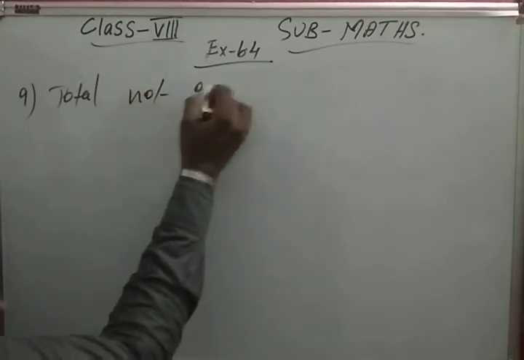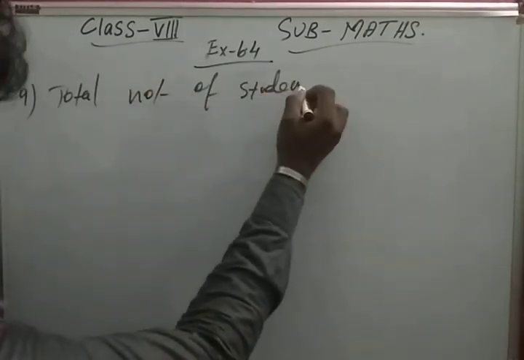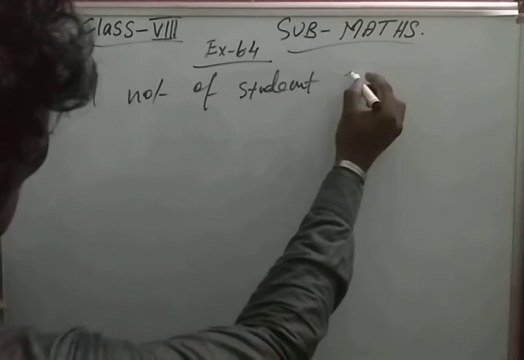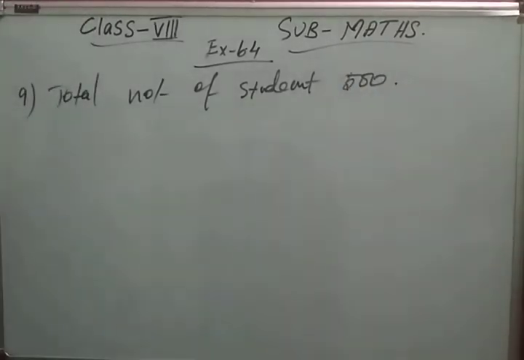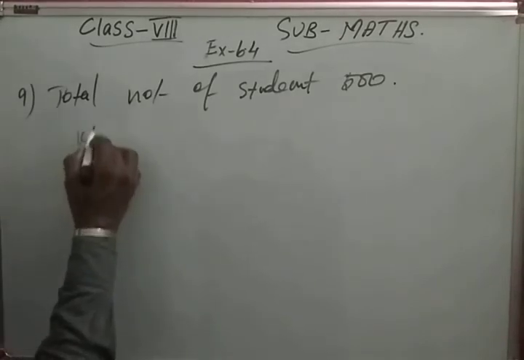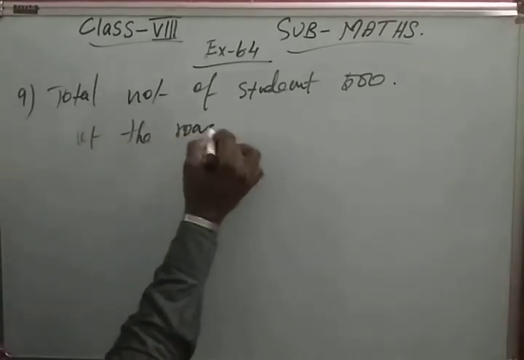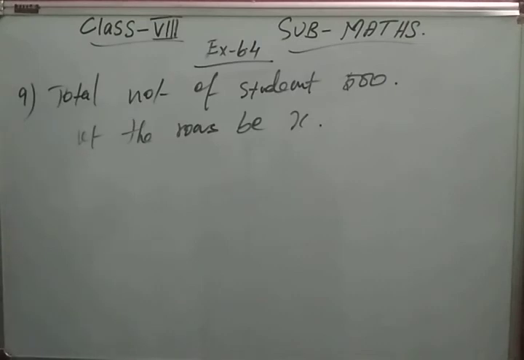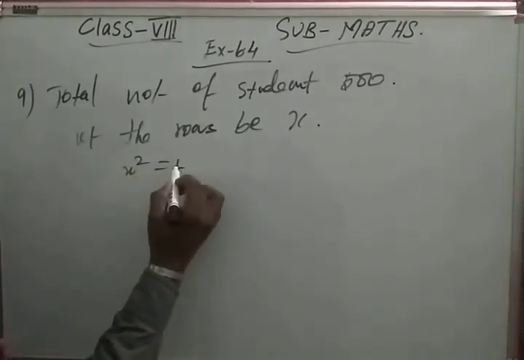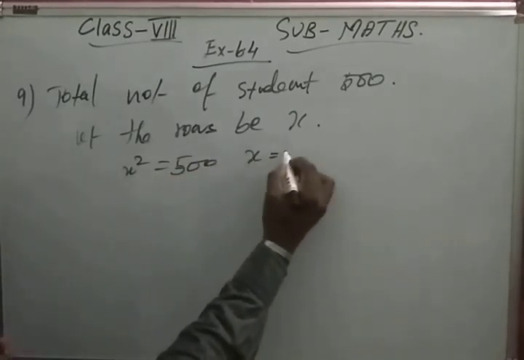The total number of students going for the PT period is 500. There they are going to arrange the rows and columns for the drill equally. So let the rows be x, and the columns also be x. Then x squared is equal to 500, so x is equal to root of 500.